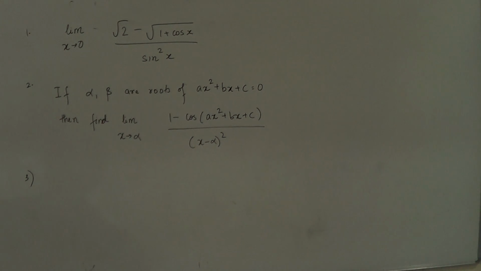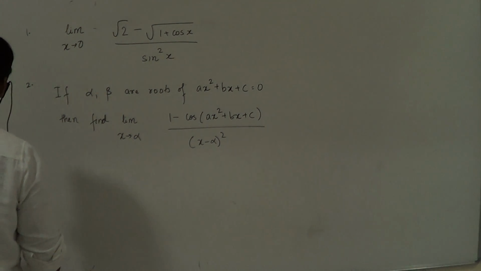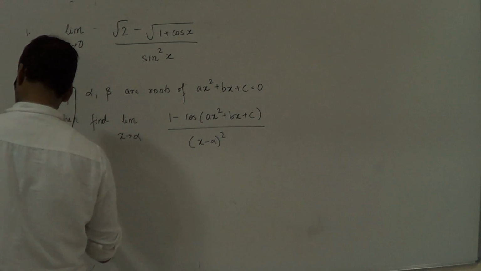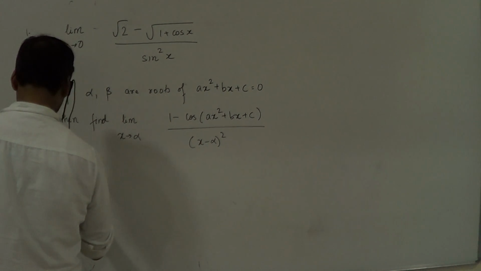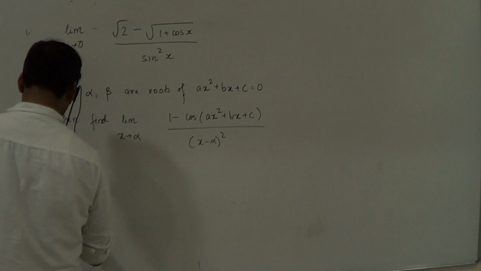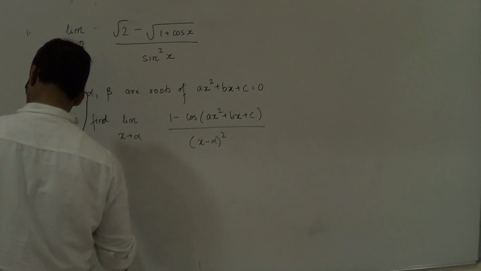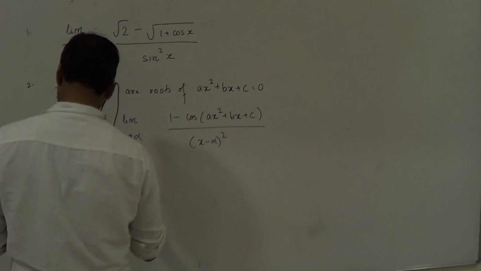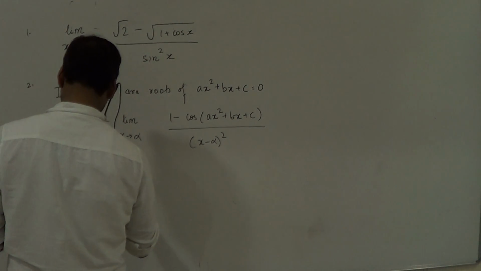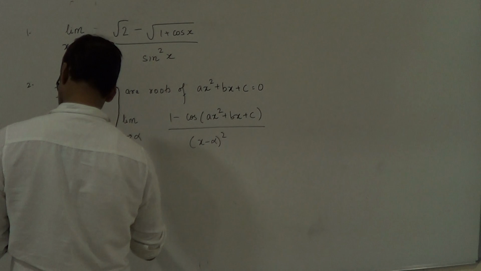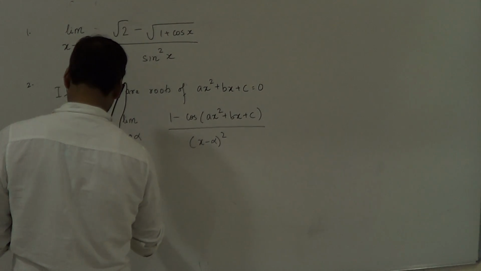1 by 2 root 2, right? I'm getting 1 by 4 root 2. 1 by 2 root 2. It's 1 by 2 root 2. Hey, I got 2 root 2. Yeah, I know, I am always wrong.